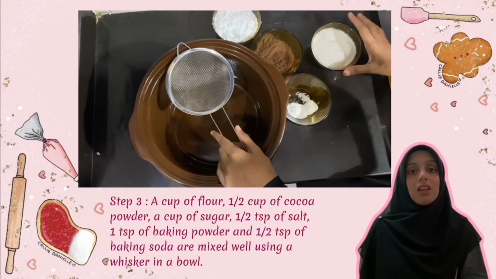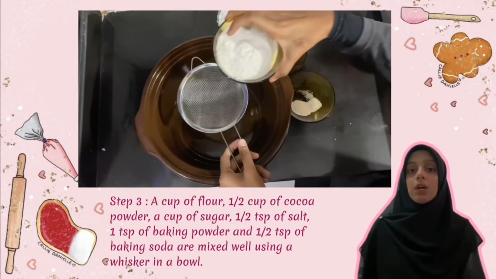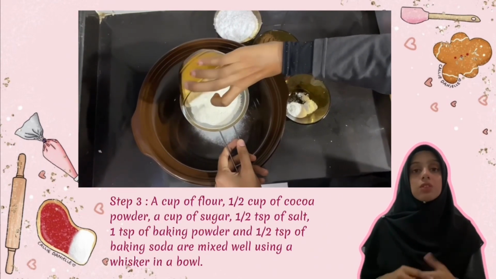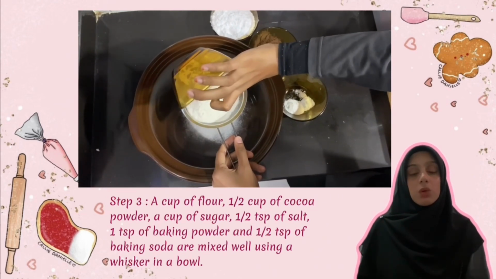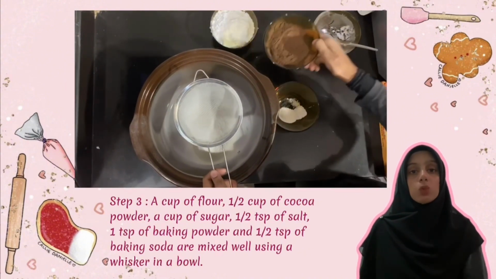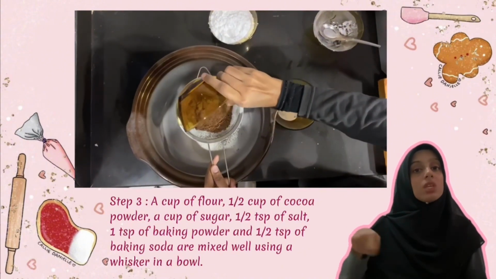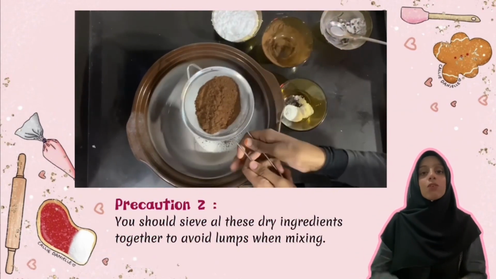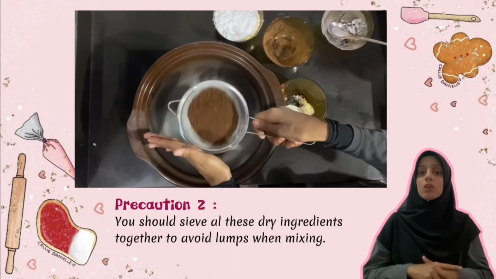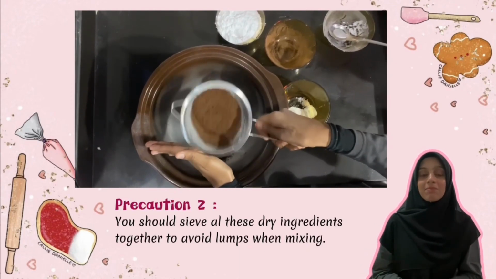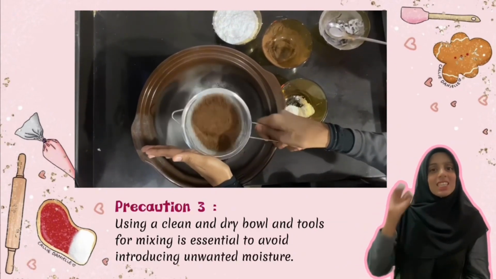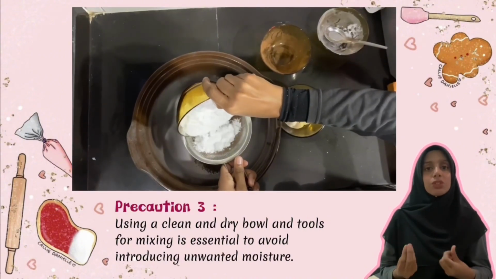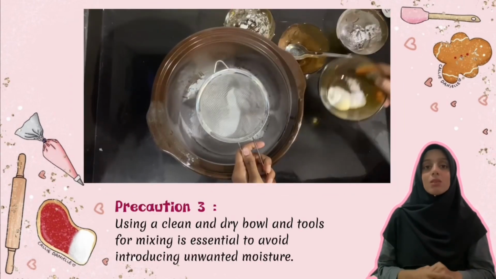On the other hand, 1 cup of flour, half cup of cocoa powder, 1 cup of sugar, half teaspoon of salt, 1 teaspoon of baking powder, and half teaspoon of baking soda are mixed well using a whisk in a bowl. Precaution 2. You should sieve all these dry ingredients together to avoid lumps when mixing. Precaution 3. Using clean and dry bowls and tools for mixing is essential to avoid introducing unwanted moisture.